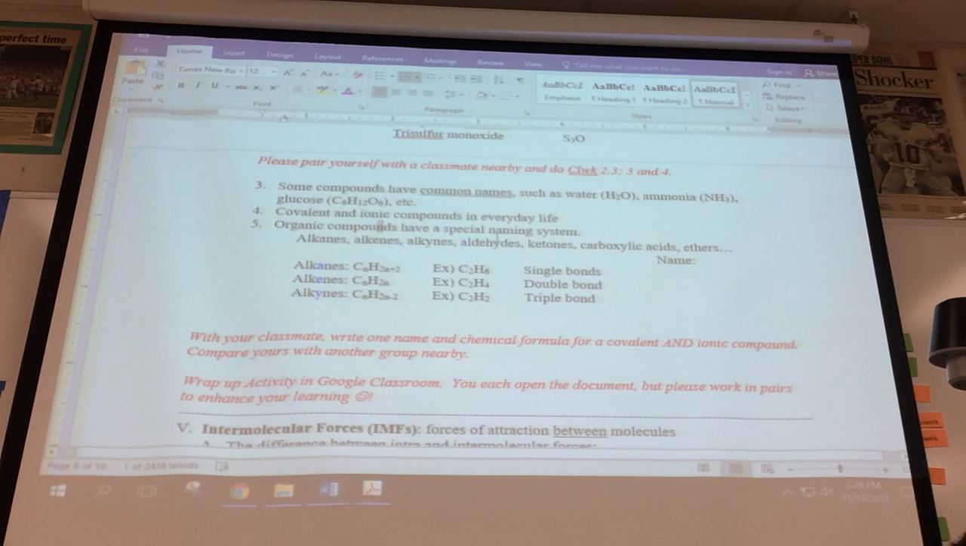Organic compounds also have a special naming system. We're not going to get into these in any detail at this stage of the game. You'll see them much later in the year. We've got alkanes, in which you have C's and H's and all single bonds. Alkenes, in which there's 1 or more double bonds. Alkynes, in which there's at least 1 triple bond. And you have other types of organic compounds that also have a special naming system. You'll see different prefixes than you've seen previously. You'll see ethane, ethene, ethyne, but that's for later in the year.